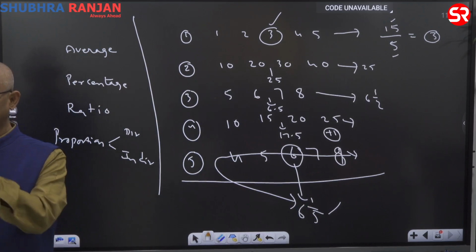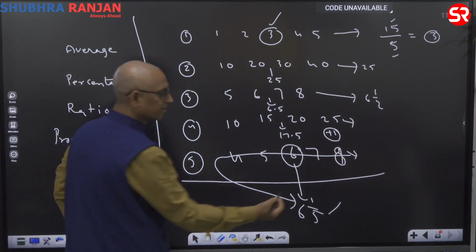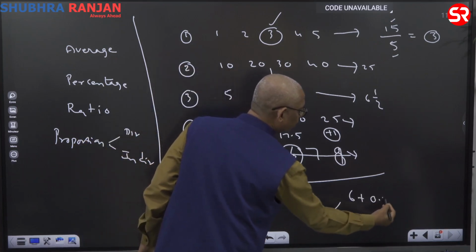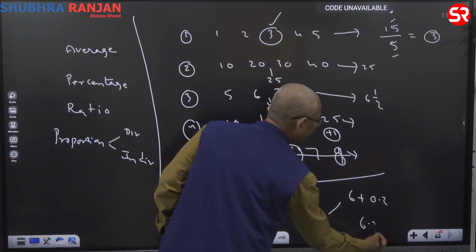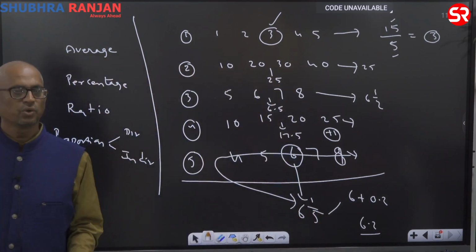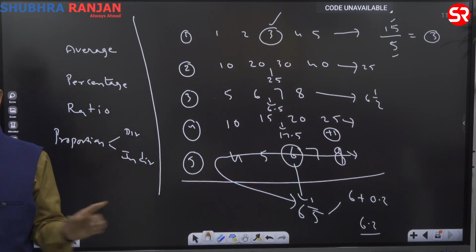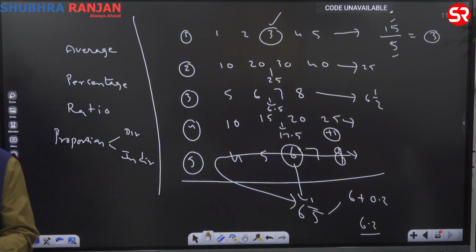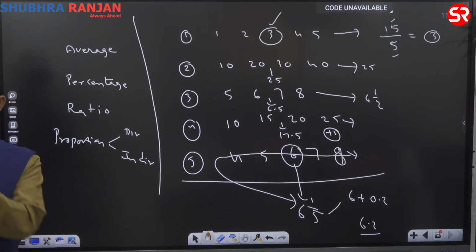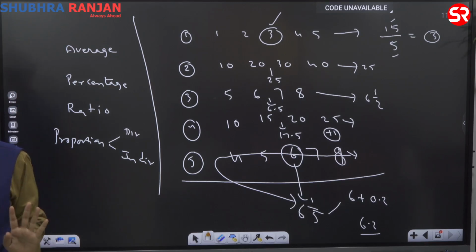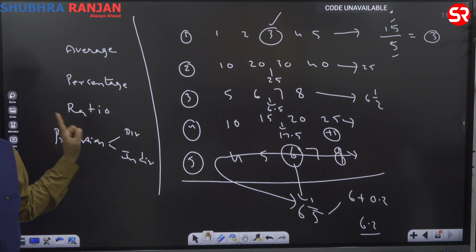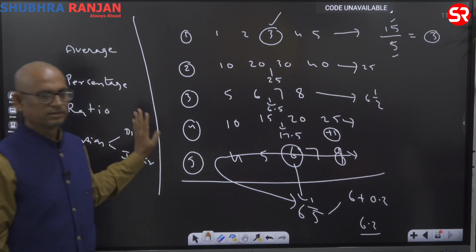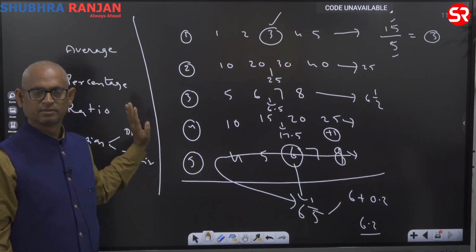Got it? And if you want to make it a decimal, 6 plus 0.2. 1 by 5 is 0.2 only, na? So the answer is 6.2. So are you all comfortable? If anything is not in our range but we can make it, do it, and whatever remains, that also you have to divide with the number of numbers. So that will be the answer. Any considerations? Got the point, na? Got it?